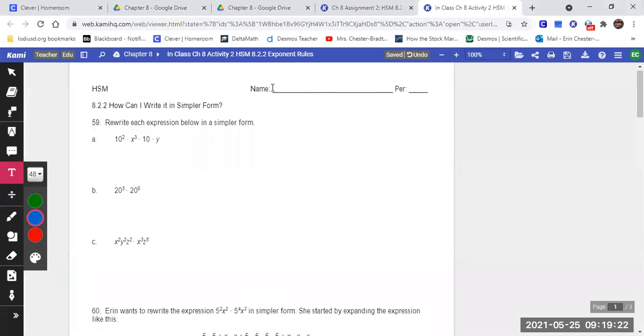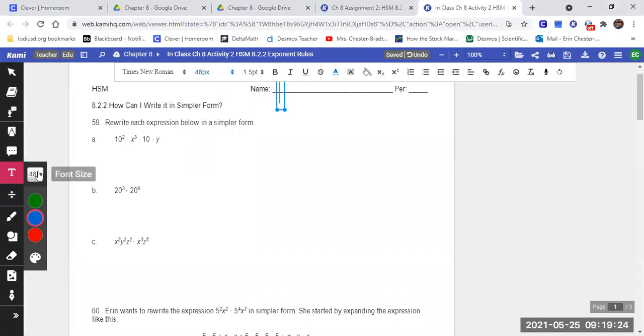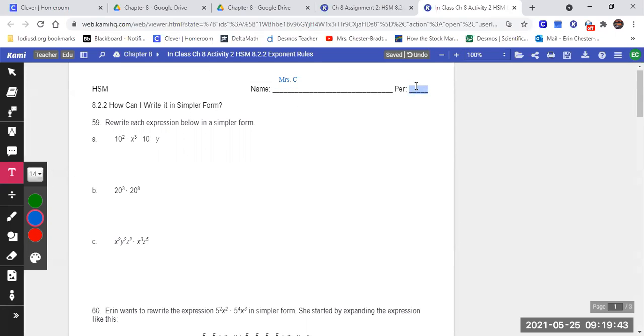First things first, our name. Why is this so big? Oh yeah, that's right. Personal finances worksheet. I had to zoom way in, and if I only used 14, it was teeny tiny writing. So I had to make it super big writing. Okay, so Mrs. C, period 2, maybe.